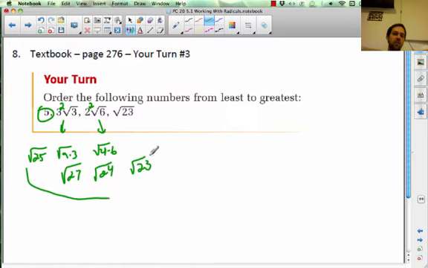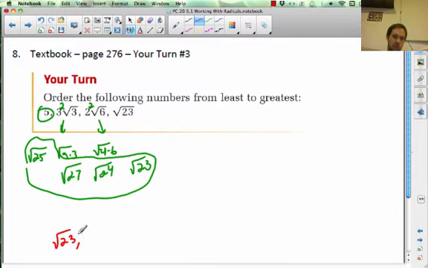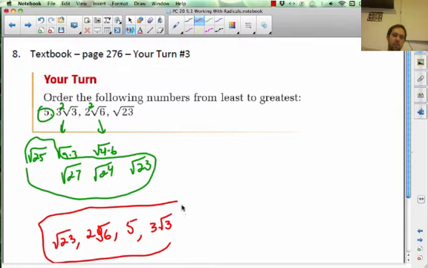So now it's really easy to see what order these things should go in, because they're all different sizes. Order them from least to greatest. So root 23 was our smallest. Then root 24, which started out as 2 root 6, was our next smallest. Then root 25, which just started out as 5. And then root 27, which started out as 3 root 3. And that's how we order those. We rewrite them all as entire radicals.